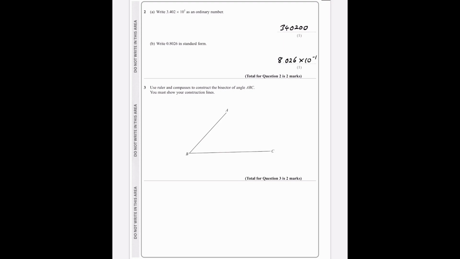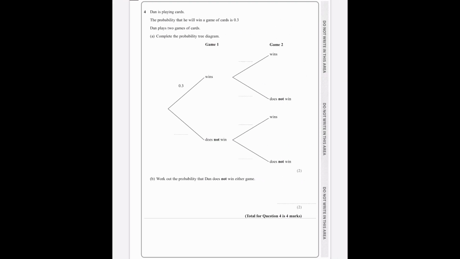Then for the angle bisectors, take a pair of compasses, stick the pointy bit in B, then stick the pointy bit in the two intersections of the two lines and draw two more arcs and then join them up. I apologise at how poor that representation is. It's truly awful.